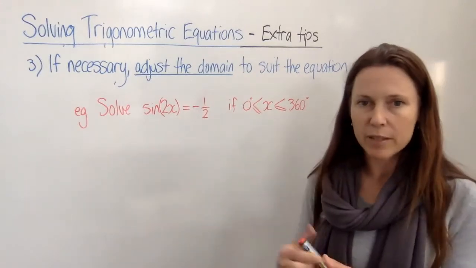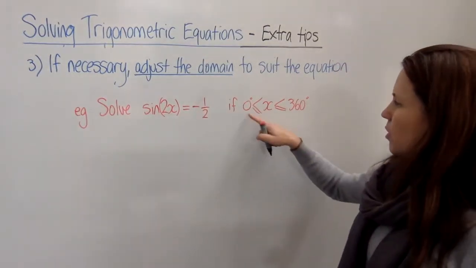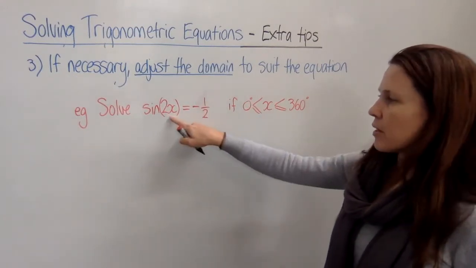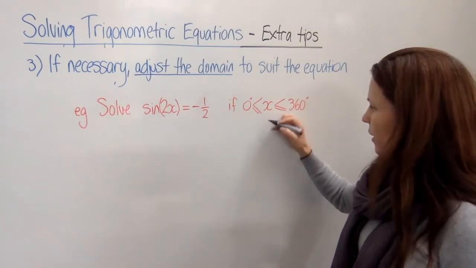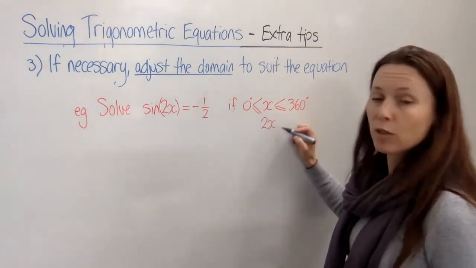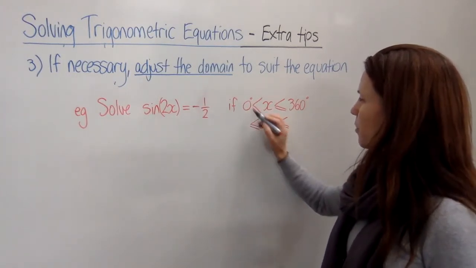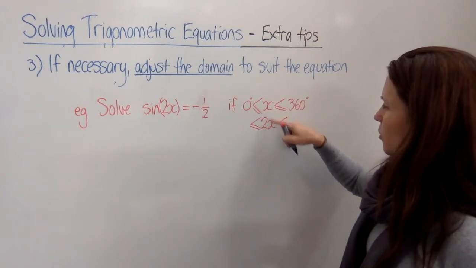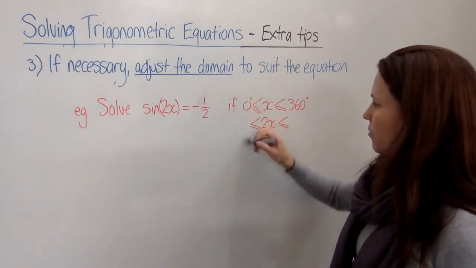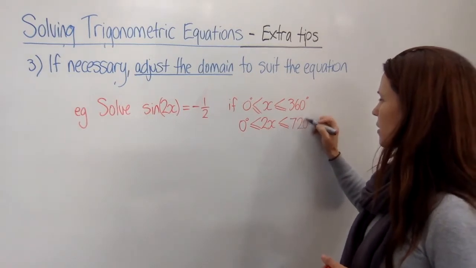Now there's a couple of ways of dealing with this. I'll show you 2 methods and you can pick your favourite. What I like to do is say, if I'm dealing with 2x, and I only know what the domain is for x, I'm going to write a new domain for 2x. Now, an inequality basically has 3 parts to it. You can treat it like an equation. And if I've doubled the x here to make 2x, I have to double the 0, still 0, and double the 360 to get 720.